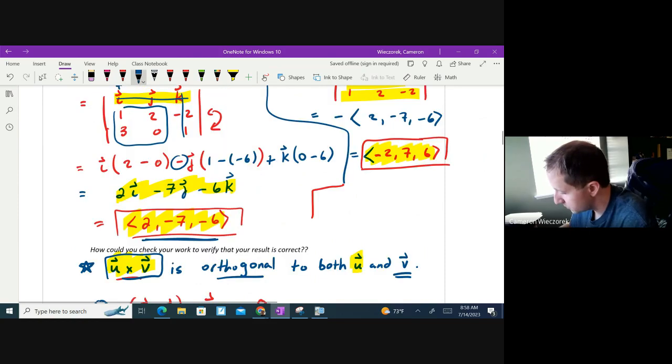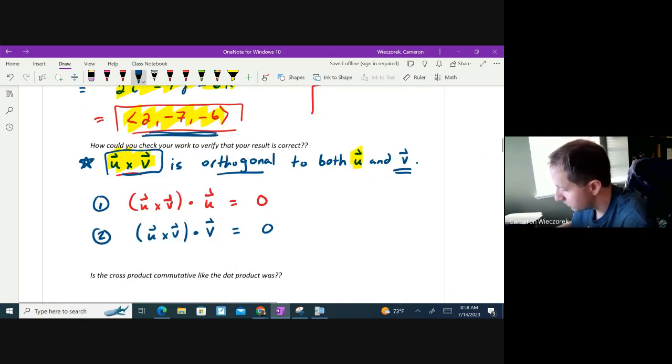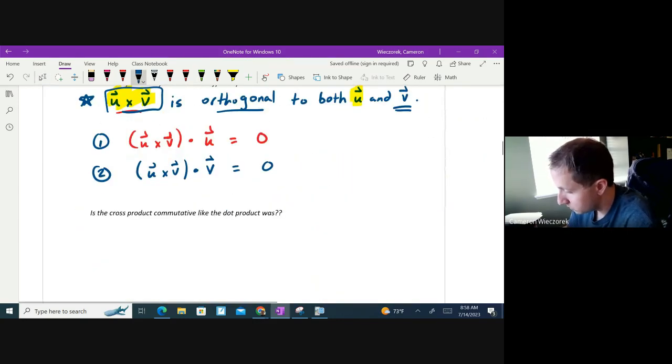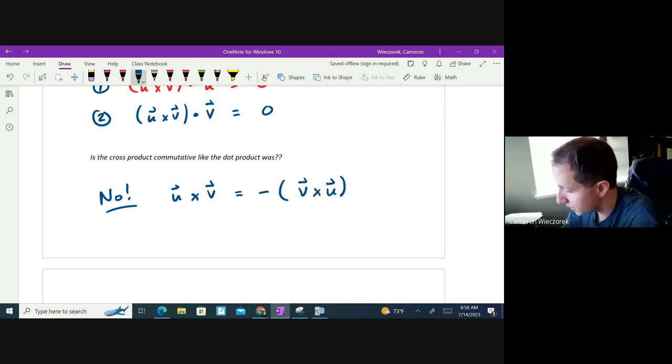So we can see from this example, is the cross product commutative? The dot product was commutative. If I switched the order, I got the same answer. Clearly, for the cross product, these are not the same vector, so no. u cross v is not equal to v cross u, it's equal to negative v cross u. They're related, but you just got to remember that negative sign in front.